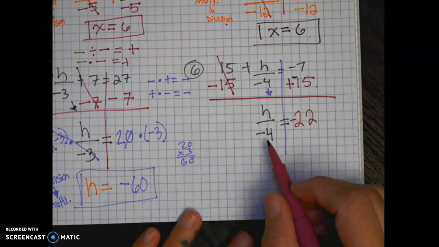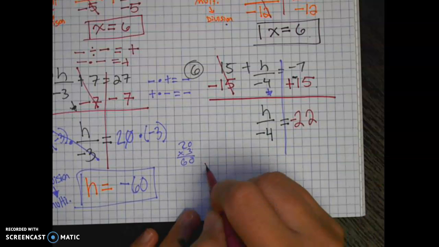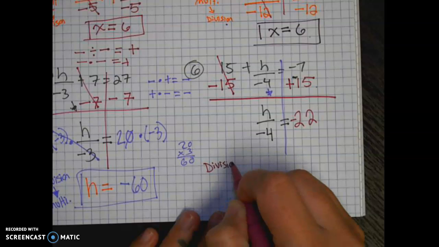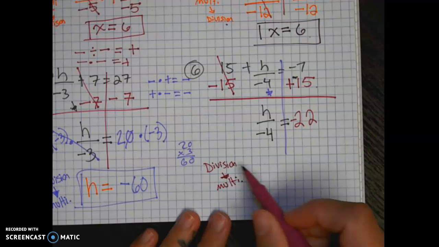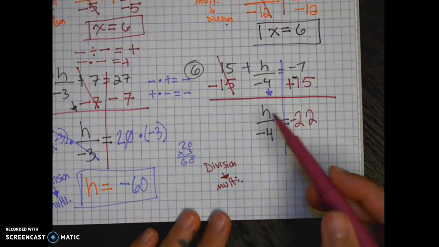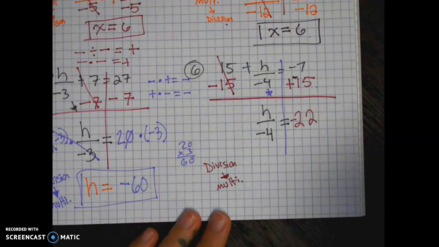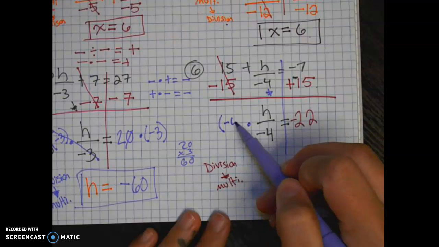So I'm dealing with division. What is the opposite of division? Multiplication. I would suggest writing it out just like I'm doing until I know exactly what the opposites are. I'm going to multiply both sides by negative 4.